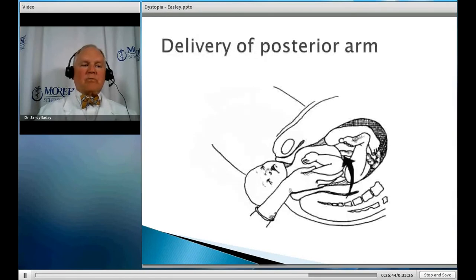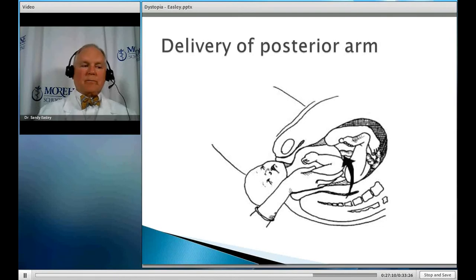Delivery of the posterior arm is often touted as the primary disimpaction maneuver. It can be performed best if the posterior elbow is already flexed, since there is little space for easily reaching enough of the arm to actively flex the elbow. In my experience, for what it's worth, this is not an easy maneuver to do.